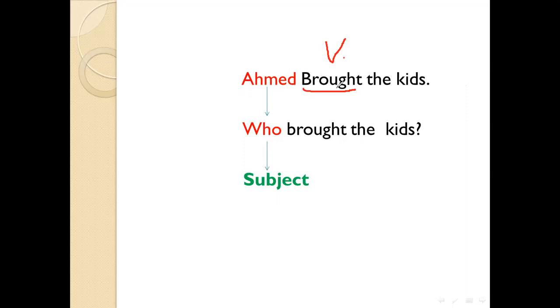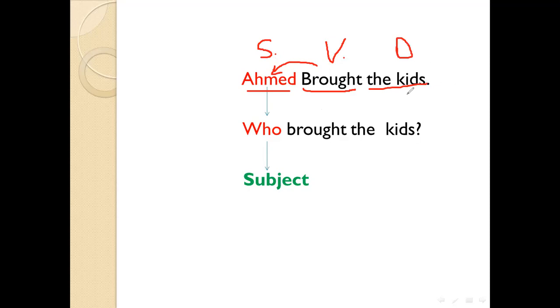Then what is the word before the verb? The subject. Yes, it is Ahmed, the subject. So here is the subject, because we know the subject always comes before the verb. Okay, the words after it are the kids. So the kids here is what? Object. Excellent. So now we know the subject, verb, and object.